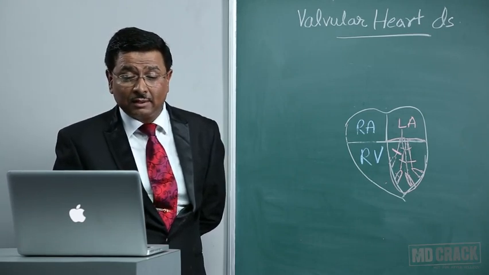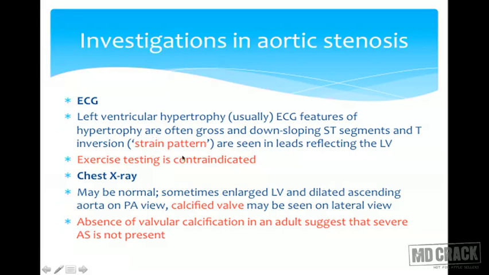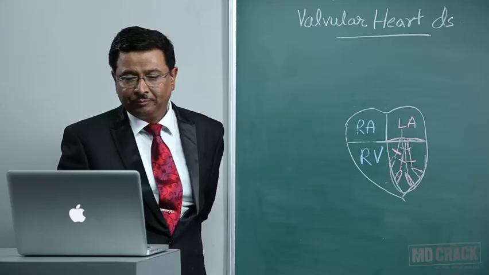known as the strain pattern. Please understand, this strain pattern is typically seen in aortic stenosis because the left ventricle is hypertrophied to a very great extent, right? Because of this, there is relative ischemia, and because of this ischemia, the left ventricle has a strain pattern, and this strain pattern is shown in the ECG as downsloping of ST segments and T wave inversion. So this strain pattern is an ECG finding which is seen characteristically in aortic stenosis.